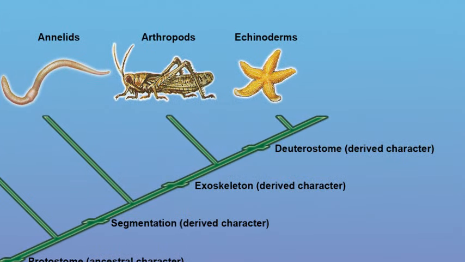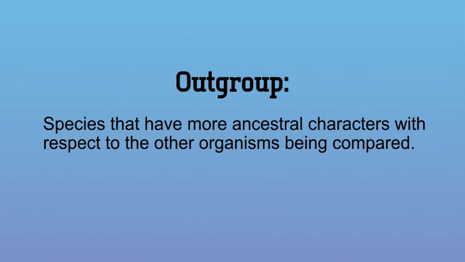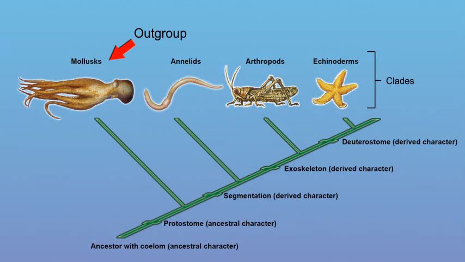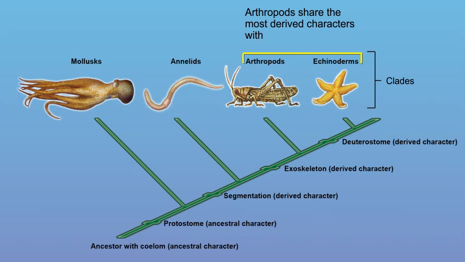The outgroup is the species that has more ancestral characters with respect to the other organisms being compared. In this example, mollusks are the outgroup. The closeness of the clades in the diagram indicates the number of characters shared. The group that is closest to echinoderms shares the most derived characters with echinoderms, and shares a more recent common ancestor than with groups farther away.